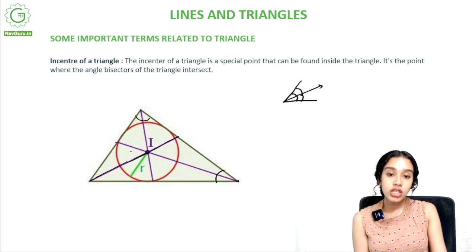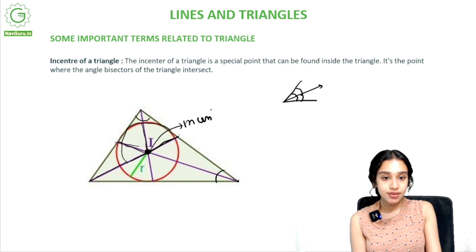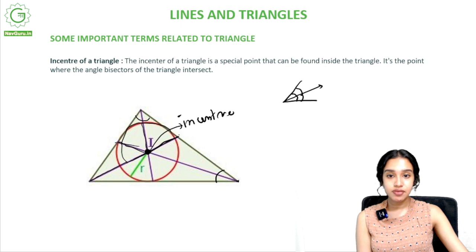So now all these three lines coincide at a point, this point I, and if we take this as the radius, from here and from here and from here, and draw a circle, this point is called the incenter of a triangle. This is the incenter of a triangle.